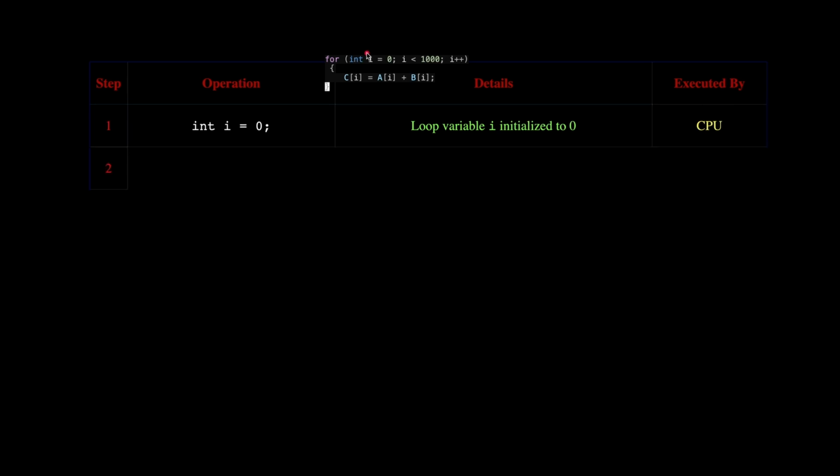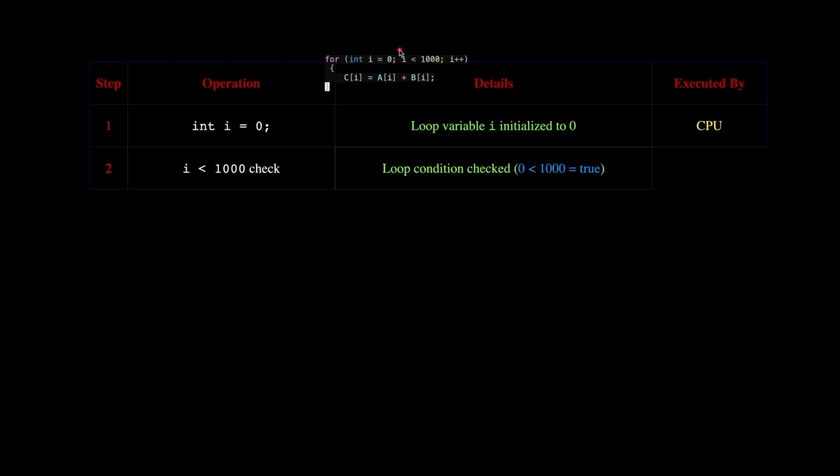In step 2, we are checking the condition where i is less than 1000. As we have to add the elements of array A and array B, only 1000 elements, as the size is 1000, we have to iterate the loop from 0 to 999. Array index starts from 0, not from 1, so we have to iterate from 0 to 999. That's why we have written here less than 1000. So this condition will be checked.